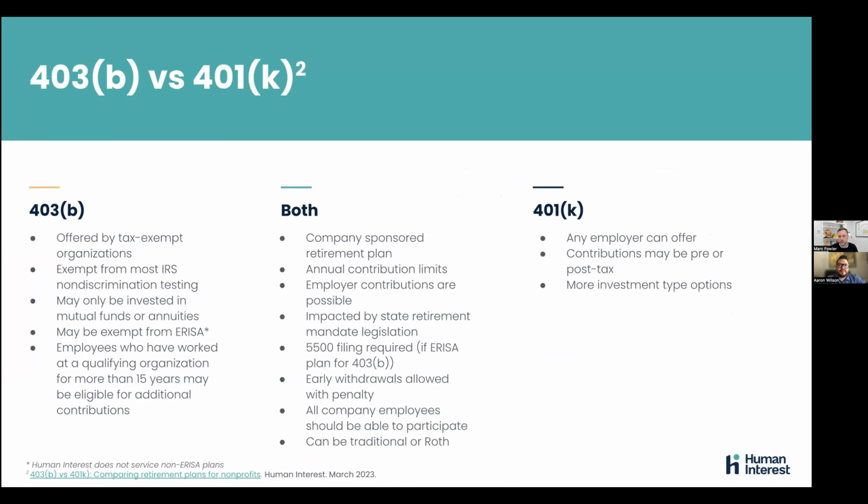Both have annual contribution limits. And these get set every year by the Department of Labor and the IRS. And right now, for 2023, the annual contribution limit for both of these is $22,500. And there are some specifics on top of that as well, depending if you're over 50 years old, etc.